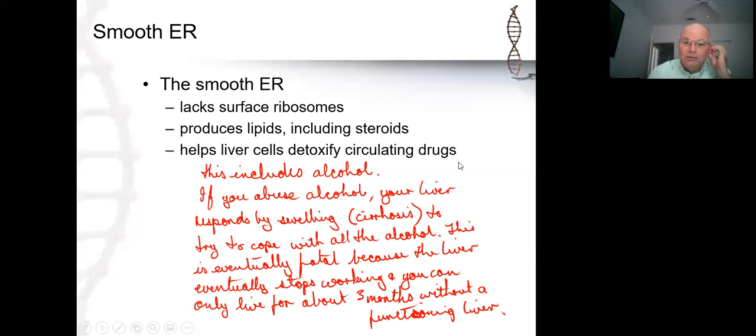The only alternative is to get a liver transplant, which is very, very difficult to do. It's one of the hardest transplants to organize. So something to think about. Make a connection to life as we know it, I guess.